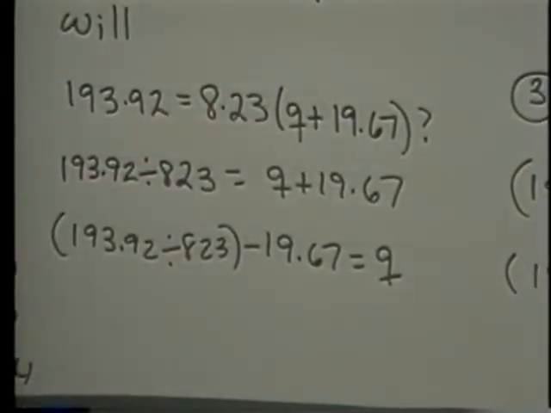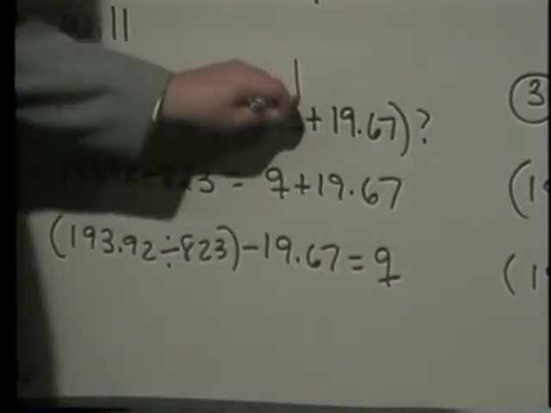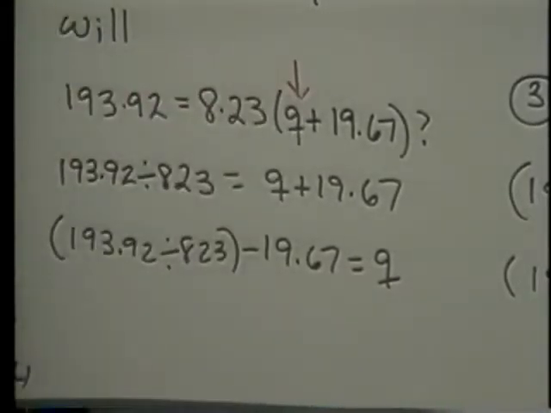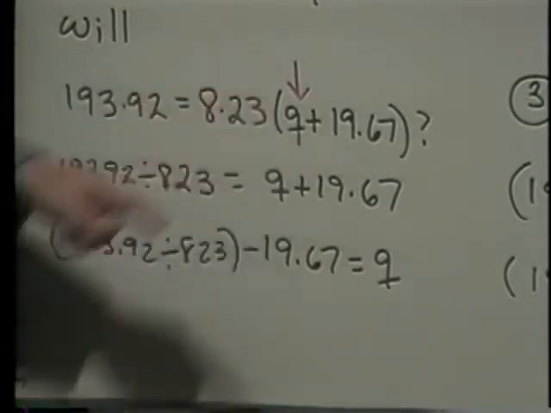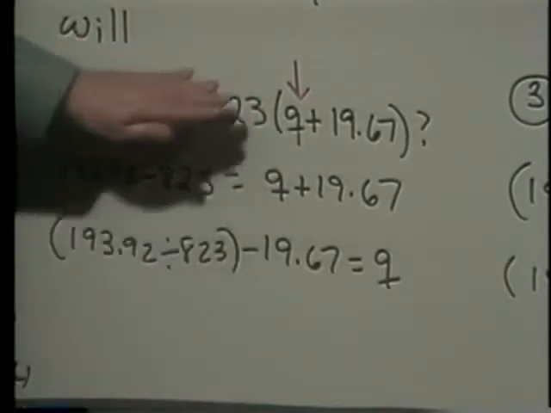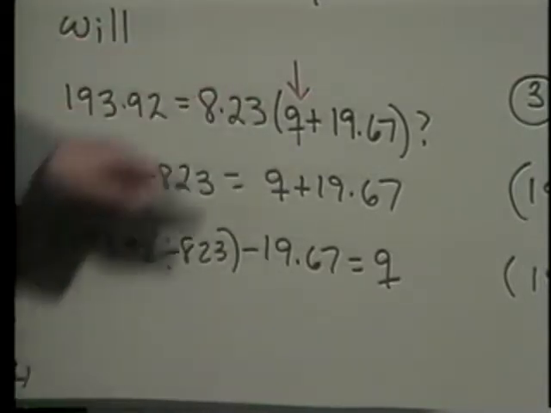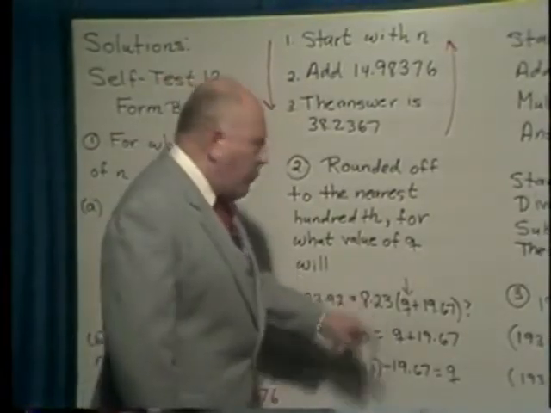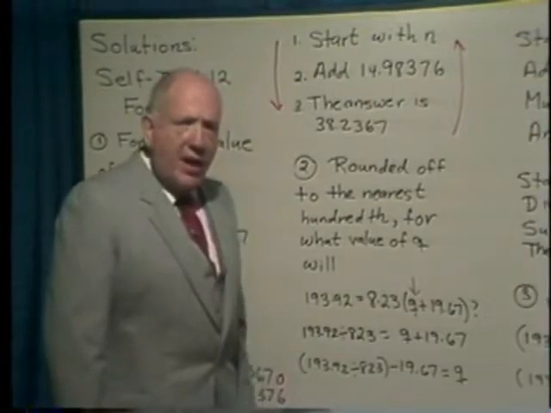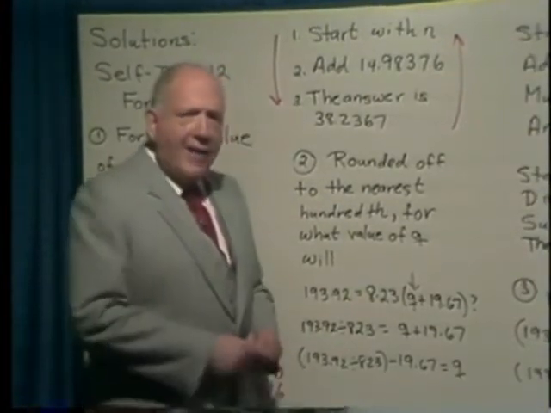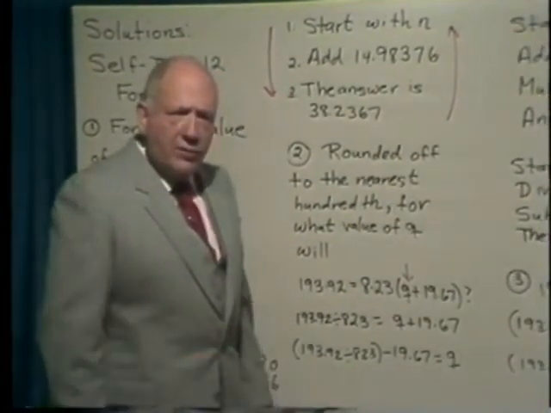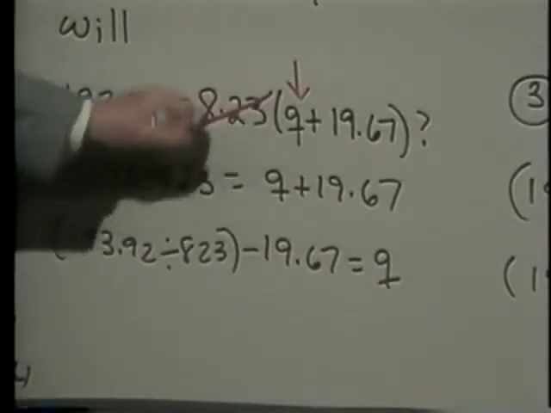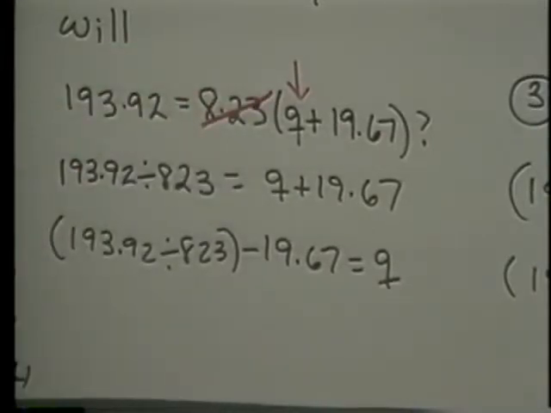Now, the way to tackle this problem is we're trying to get a hold of q. And q is inside the parentheses. That protects it. Before we can start with the q, we have to unblock the parentheses. What's blocking the parentheses? The 8.23. How is the 8.23 blocking the parentheses? It's multiplying the parentheses. How do you get rid of multiplying by 8.23? You divide by it. So as soon as I divide by 8.23, it's gone.